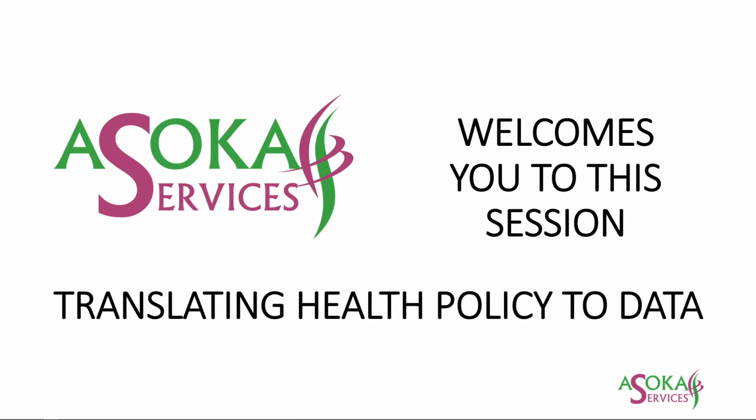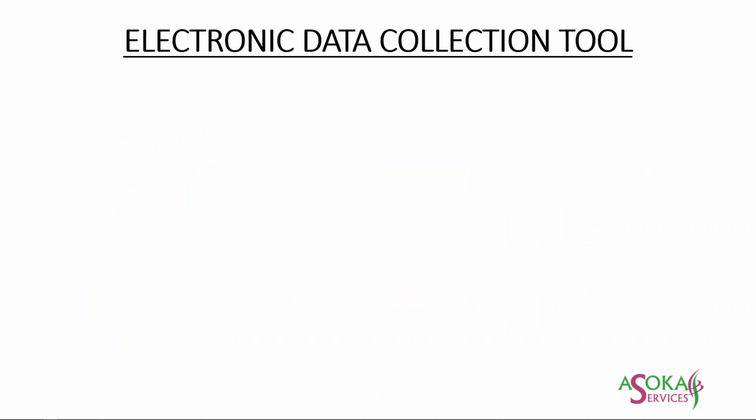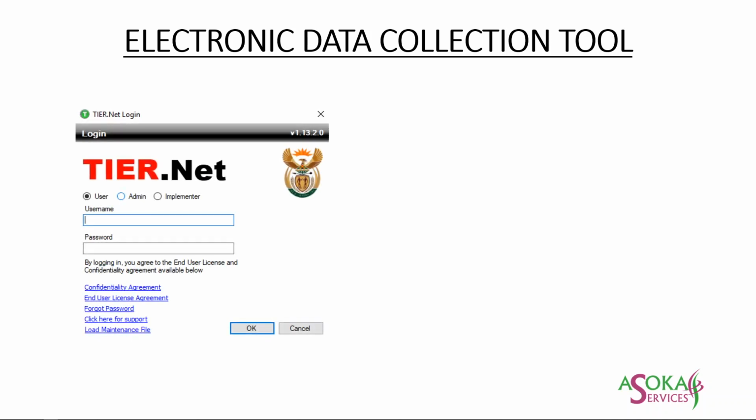We will be discussing how we translate health policies to data. In the previous videos, we had discussed in length about the NEEDS National Indicator Dataset, as well as the collection tools that are used to collect data for this system. We only looked at the paper-based collection tools. Today, we will be looking at the electronic data collection tool. To be more specific, this will be tier.net. We will look at the background, the users that are found on tier, as well as the layout.